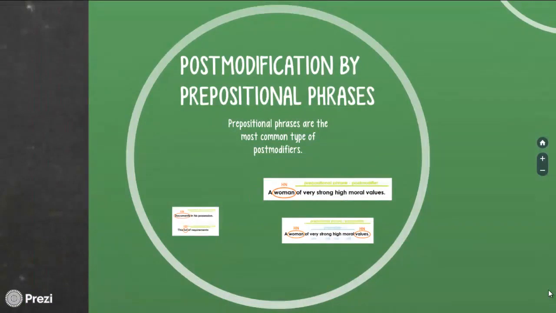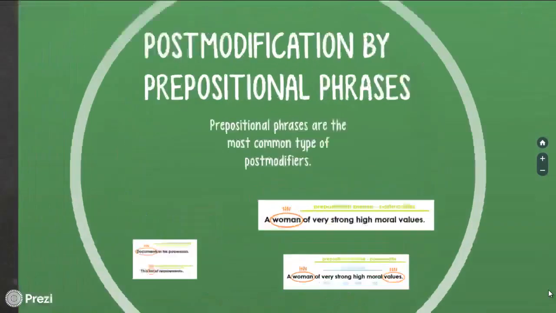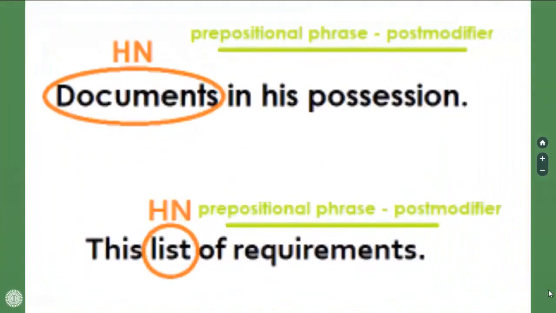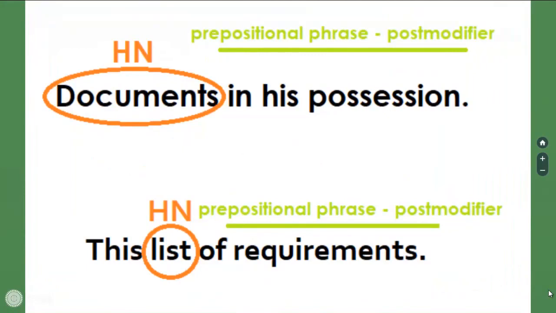Here we have some examples. In the first example, we can see documents as our head noun, which has been post-modified by a prepositional phrase. In the second example, our head noun is the word list, which has been post-modified by a prepositional phrase too.